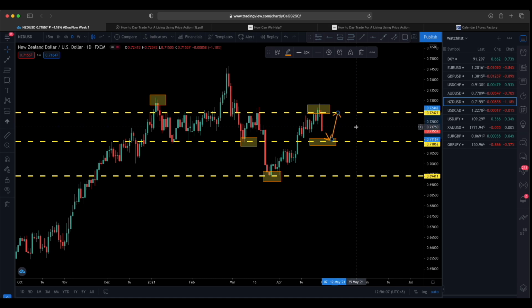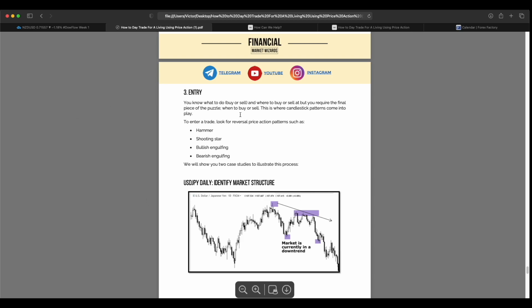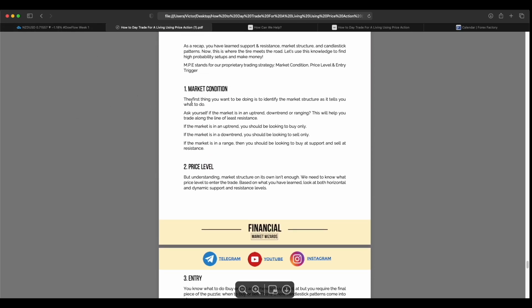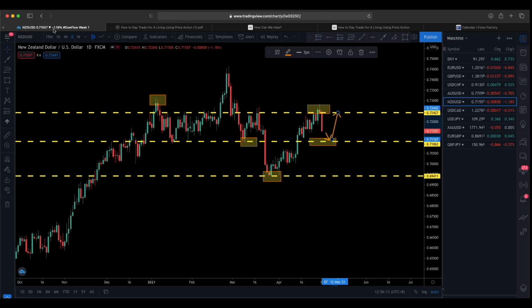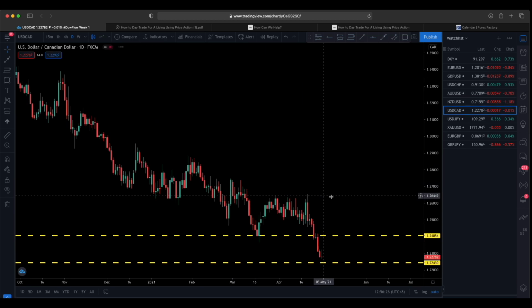It's not exactly textbook as per the MP trading strategy, because the market condition right here is a little subjective. But just take note of these three levels. Now, of course, if this level is broken, then you have the recent swing low right here that could be the next possible target. Okay, let's move on to dollar CAD.